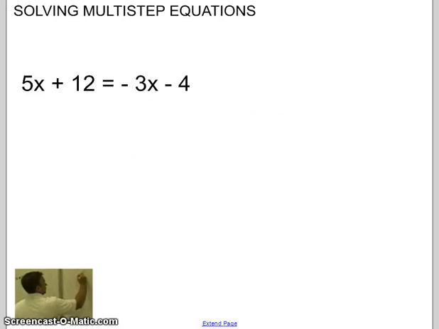Alright, so let's look at some multi-step equations. With multi-step equations, we have to follow the acronym DLEAM. This will help us solve multi-step equations by solving for the variable. The first step is, do we have to distribute? Do you see any signs of distribution? Are we going to distribute any numbers throughout? And in this case, no, there's no distribution.